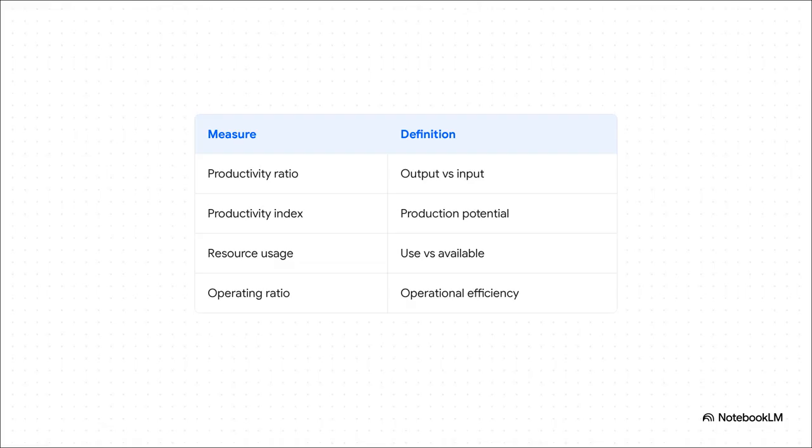But here's the catch. How do you actually measure that success when pure financial numbers just aren't cutting it? You can't always slap a strict dollar amount on a new program's benefits, right? Well, that's exactly where these 4 operational metrics come into play. Productivity ratio, productivity index, resource usage rate, and operating ratio. Establishing really clear definitions for these right at the outset is literally the only way to accurately grade a project's success.